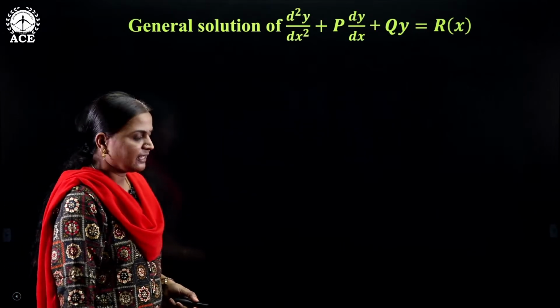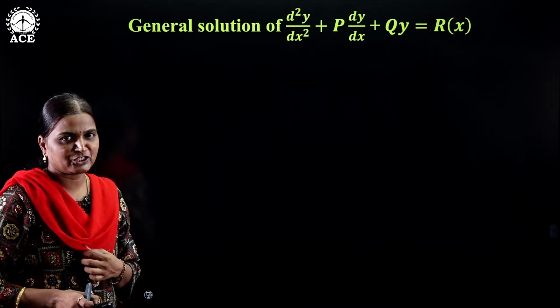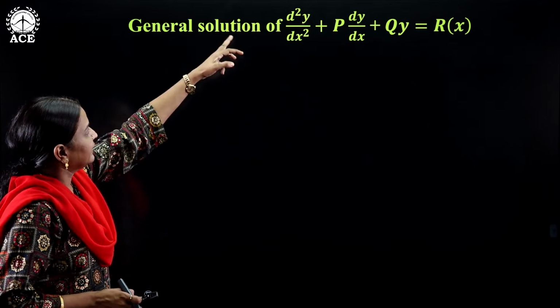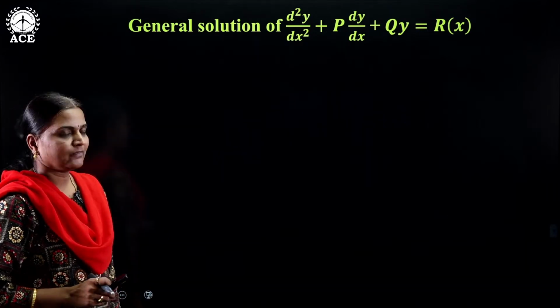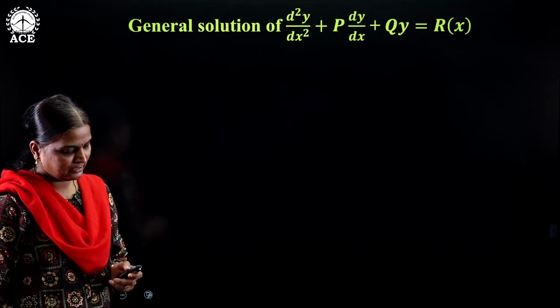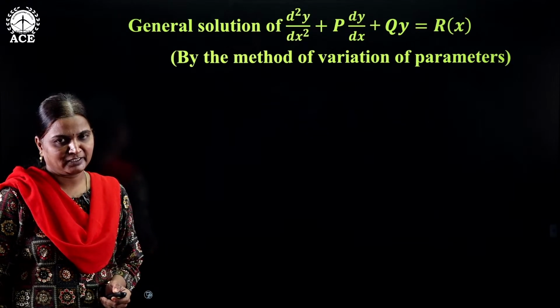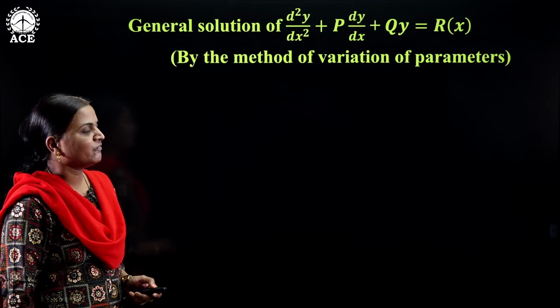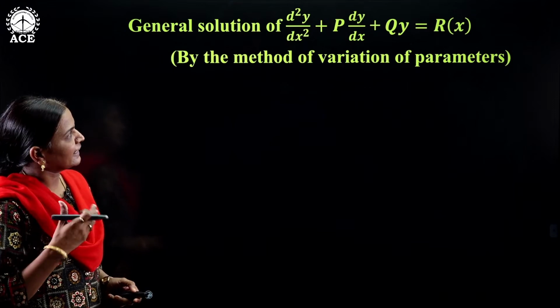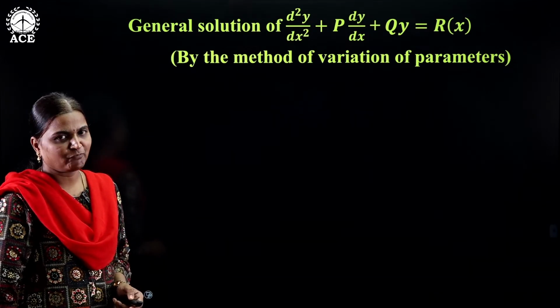Next. Here we have one important method, that is to solve the second order differential equation. General solution of d square y by dx square plus p into dy by dx plus qy is equal to rx. What is that method's name? By the method of variation of parameters. This method is very, very important. Any second order differential equation can be solved using this method of variation of parameters.